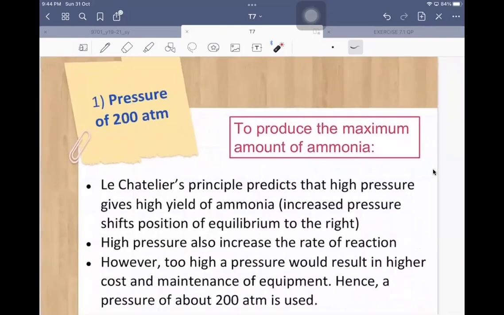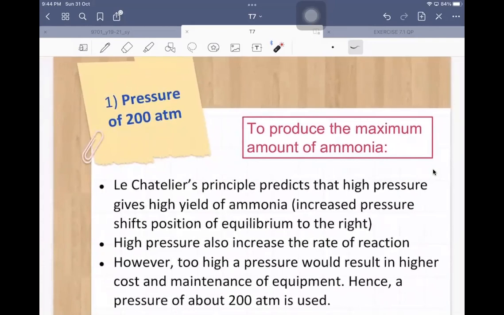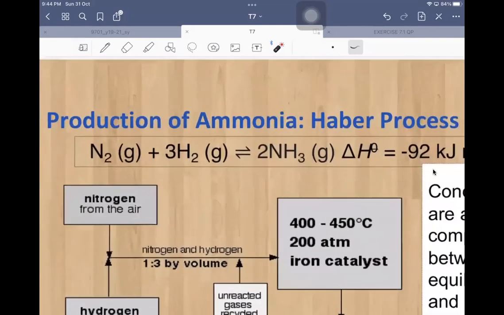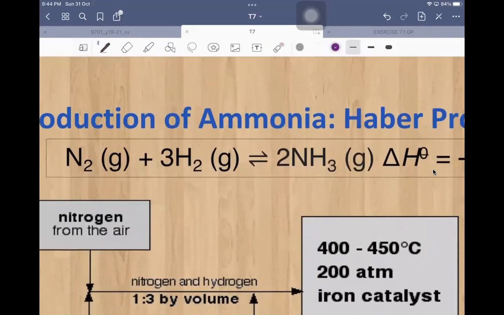First, we look at the pressure. Why is it that we use the pressure of 200 atmosphere? Now, increasing pressure, look at this system again. On the left, you have 4 mole. On the right, you have 2 mole. Based on the Le Chatelier theory that we did last few lessons, increasing pressure, the system would want to decrease the pressure, all right? So it favors the side with the fewer number of molecules. That means the forward reaction is favored.